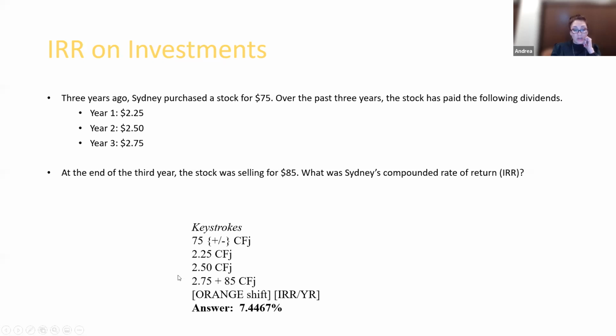So we're going to do 87.75 CFj, and then we're going to hit our orange shift button and the internal rate of return, IRR, and the answer is 7.4467.